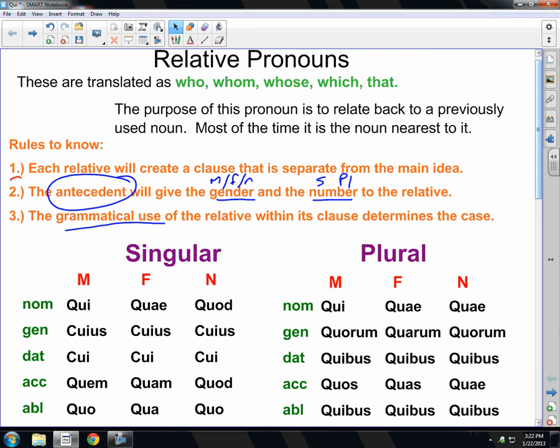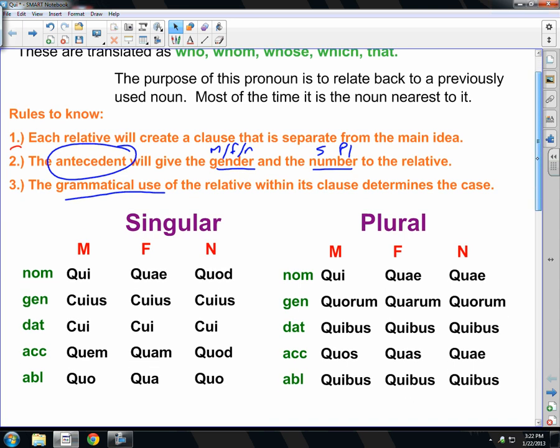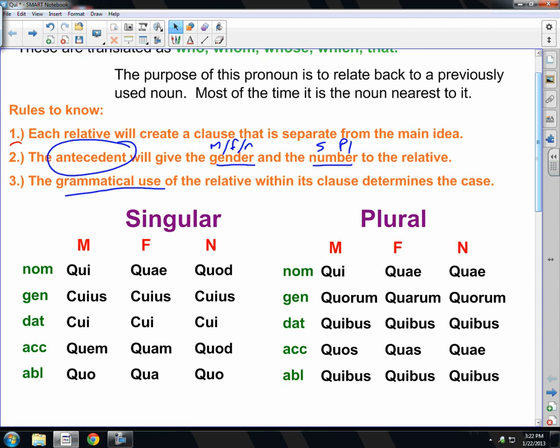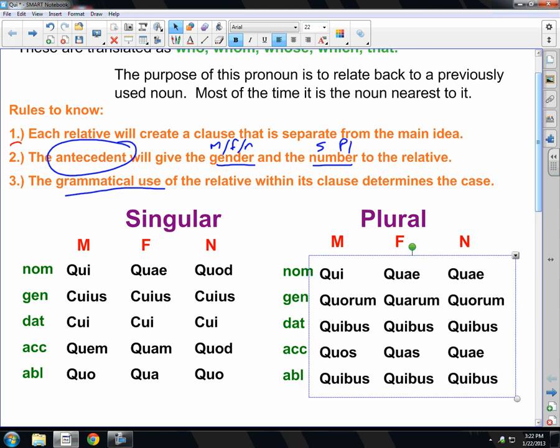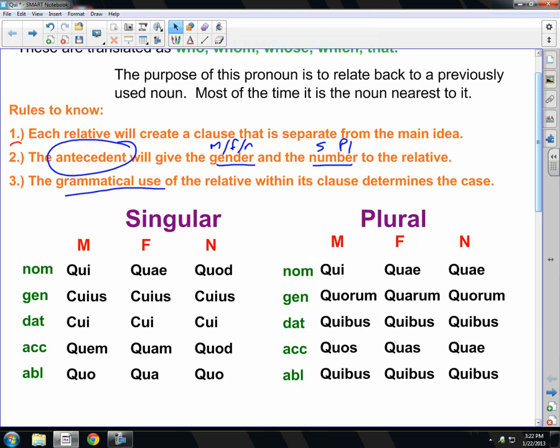Now the chart itself is an important chart because we're going to use this particular chart about 8,000 times before Latin is finished. You're going to use qui, quod, cuius, cuius, cuius, cui, cui, cui. Now if you look, here's a nice clue when you're dealing with pronouns. A lot of times you're going to get IUS in the genitive, and you're going to get a dative that's in the I. That's not exclusive, but that's a pretty good rule to follow.